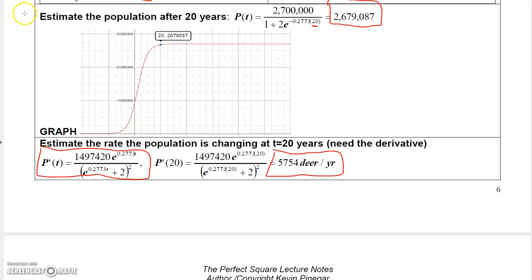So anyway, I hope you found this particular video interesting. I did. And that pretty much completes our discussion on exponential and log functions for this course.